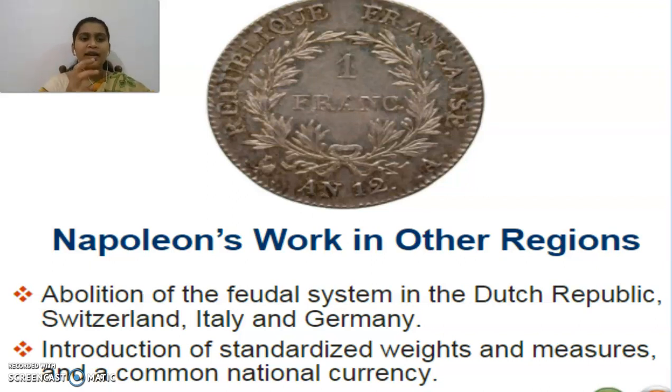1 kilo is like 1,000 grams. But earlier it was not like that. The measures and the weights, as for the particular country, they had their own measures and weights. So it will be difficult for the traders to trade with other countries. So that is the reason Napoleon made standardized weights and measures.